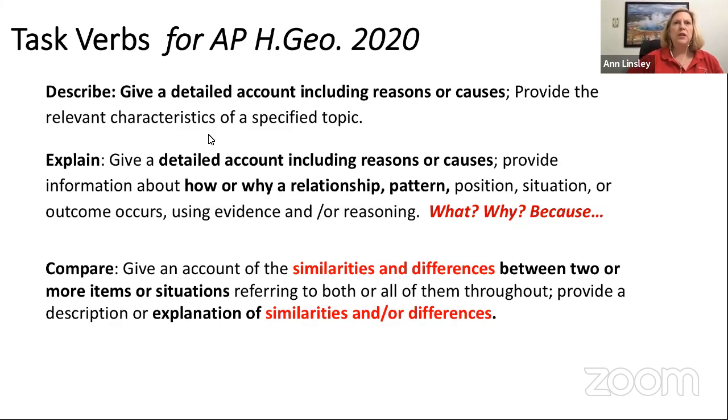Explain to me what you are seeing. Pretend like your reader cannot see what you are looking at, and you are determined to show them exactly what you are looking at. Okay. Explain. Explain is a detailed account, giving reasons. So once again, like I said yesterday, tell me what, tell me why, and then because. What, why, because. Why does this relationship exist? Because what is going on, okay? And then compare, we will get to compare when we have those come up.